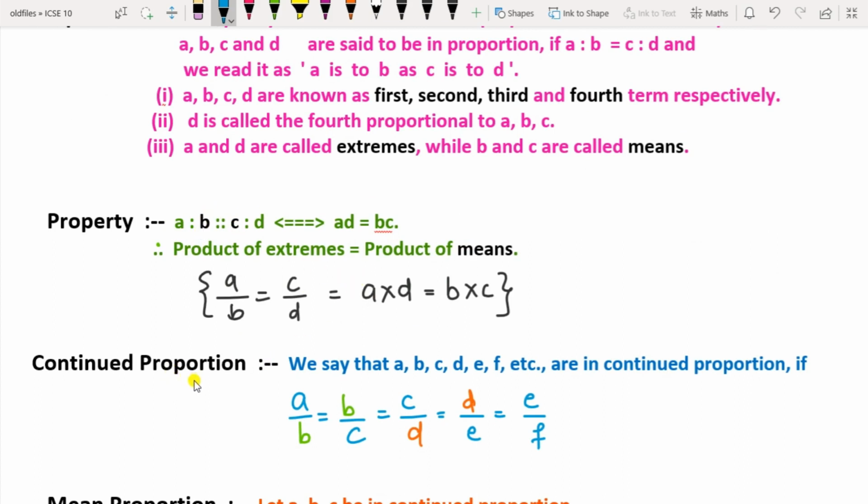Then comes the continued proportion. We say that A, B, C, D, E, F, etc. are in continued proportion if the proportionality is like this: A upon B equal to B upon C equal to C upon D. So these numbers should be the same. Then it is called the continued proportion, right? The denominator of the first ratio should be equal to the numerator of the next consecutive ratio. And if you want to find any of these variables, then let it be equal to K. That is called the K method.